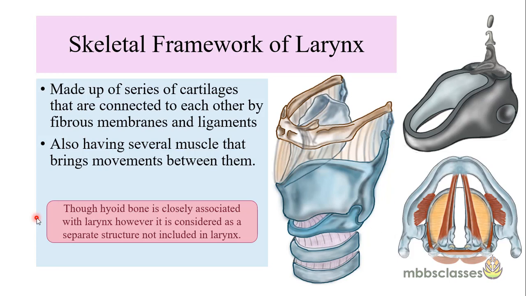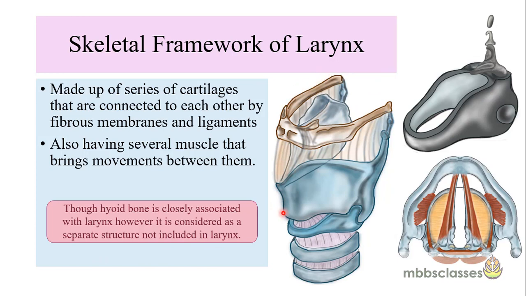So we know that larynx is made up of a series of cartilages that are connected with each other by fibrous membrane and ligaments, and it also has several muscles that bring movement between them. And we will see in subsequent slides each and every component of the laryngeal skeletal system. But before that, we have to know one thing more: though the hyoid bone, this is the hyoid bone, is closely associated with the larynx, it is considered a separate structure and not included in the larynx.